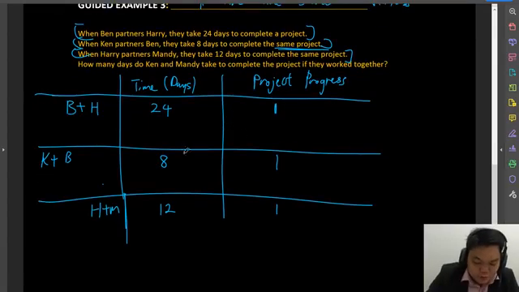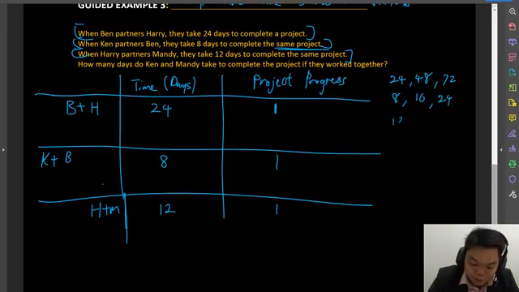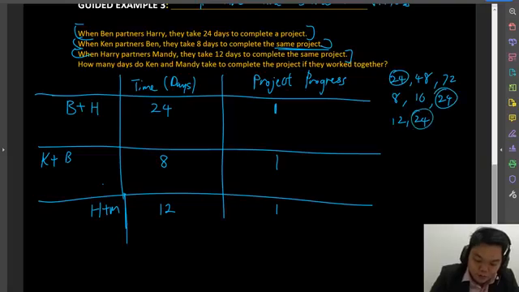Okay, so once we have all this ready, we look at 24, 8 and 12. What is the lowest common multiple between them? If you're not too sure about this, just list out the first few multiples. You will see that the lowest common multiple between these 3 numbers is going to be 24. Yeah, correct.